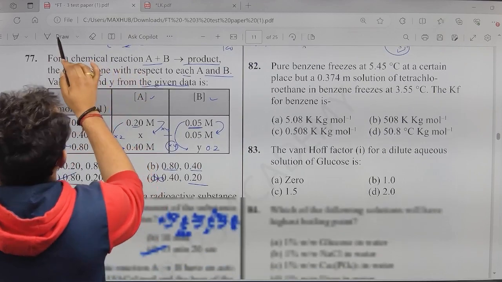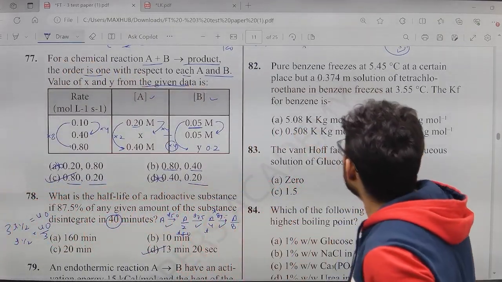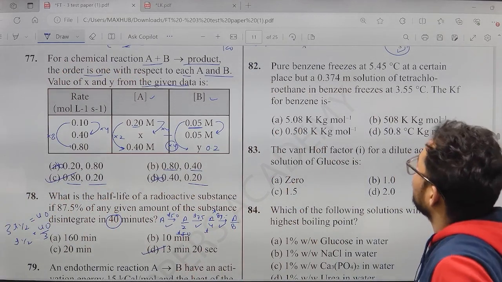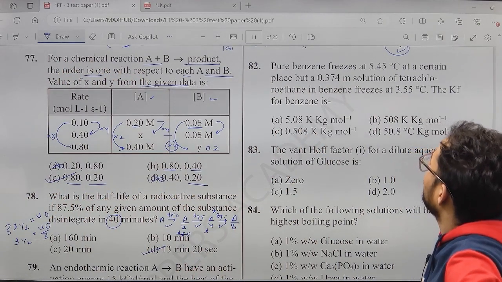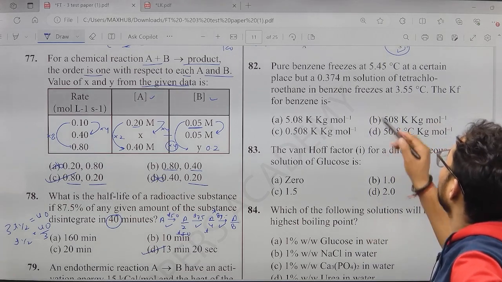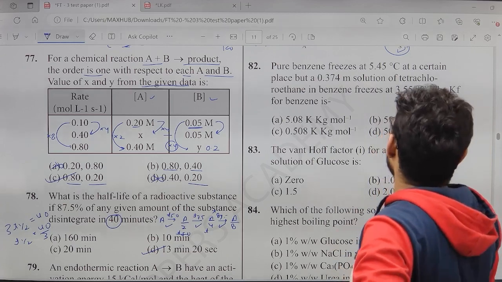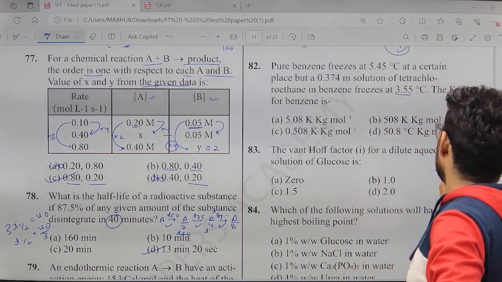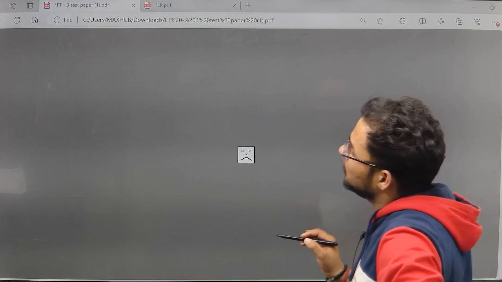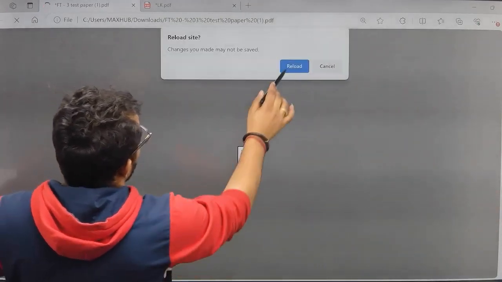Question number 82. If you see, pure benzene freezes at a certain temperature, but a small m solution of tetrachloride in benzene freezes at this. What is the change? 5.45. You can see 5.45. Please wait.